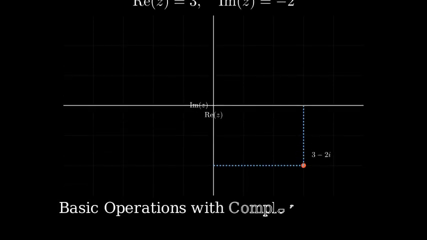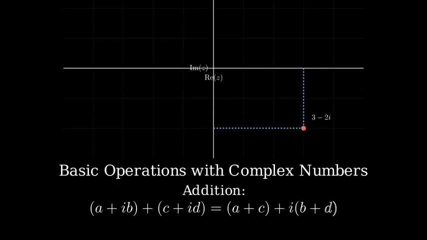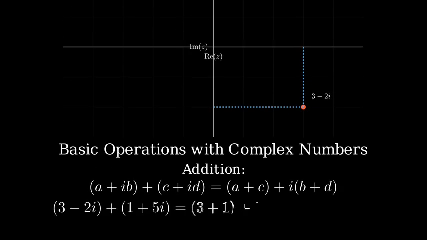Now, let's look at operations with complex numbers. First, let's explore addition. If we have two complex numbers, z1 = a + ib and z2 = c + id, then z1 + z2 = (a + c) + i(b + d). For example, if we add 3 - 2i and 1 + 5i, we get (3 + 1) + i(-2 + 5), which equals 4 + 3i.